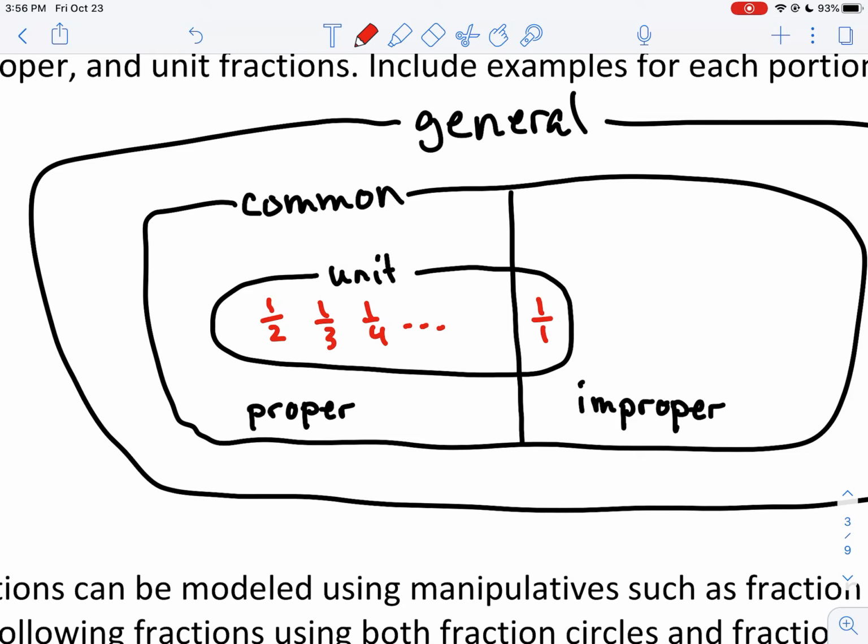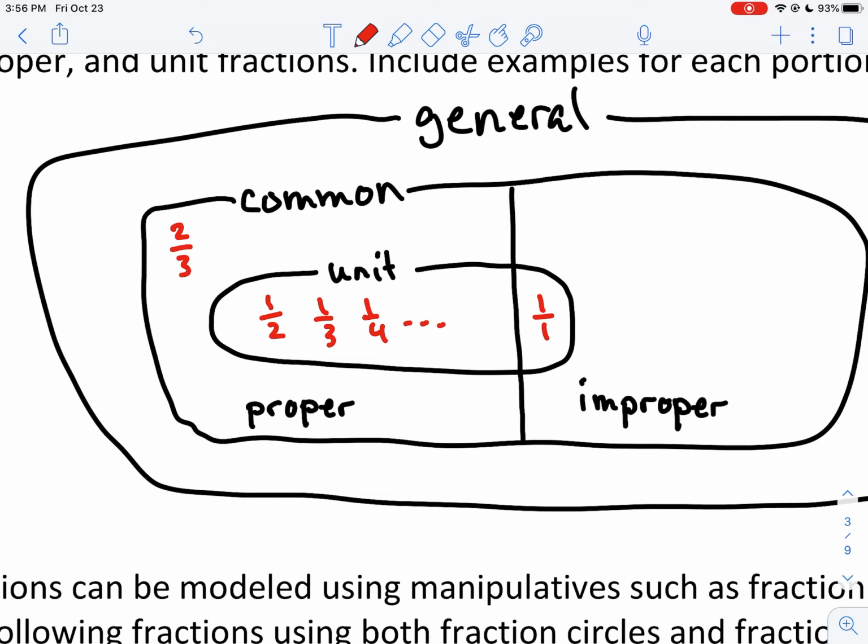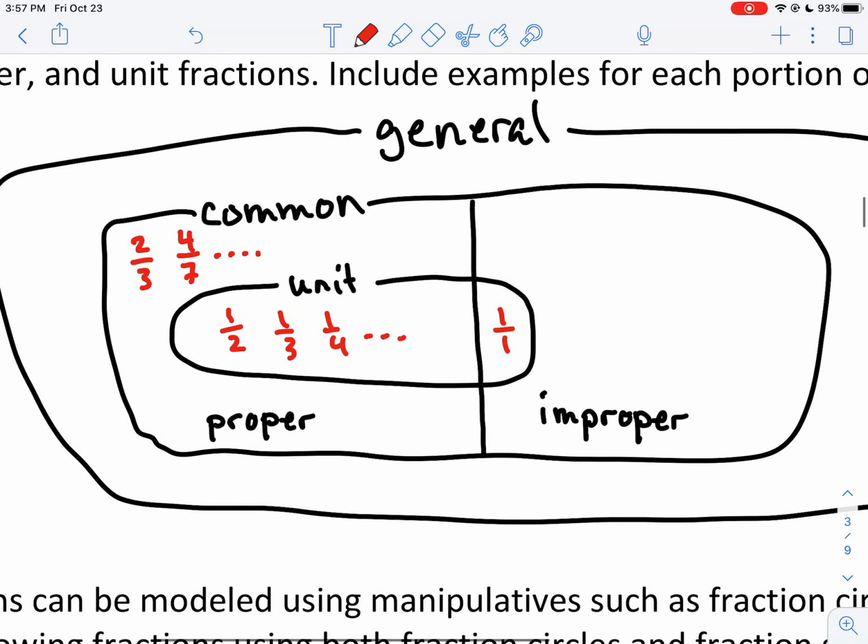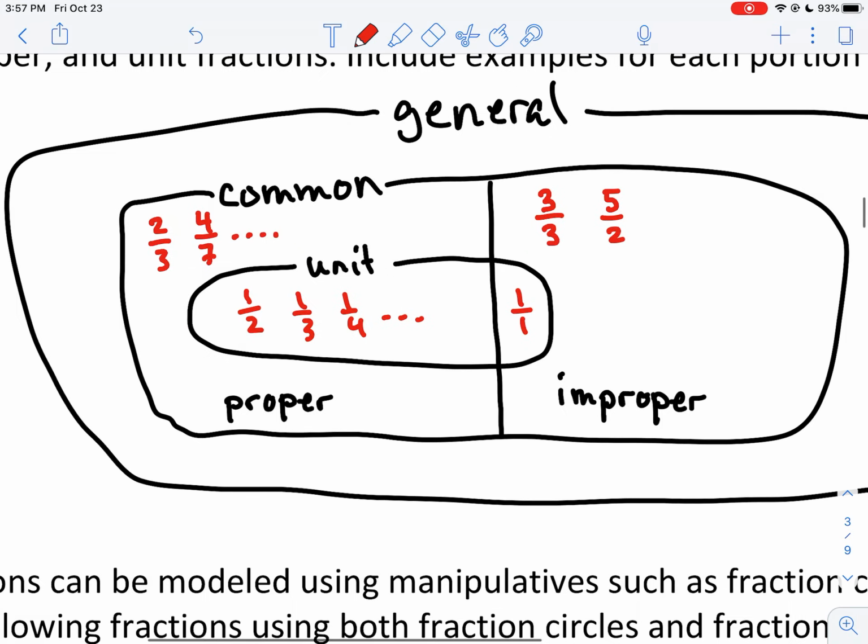Okay, so now I want to put an example of something that's not unit but proper. So this would be something like 2/3. Any fraction of two counting numbers you can make where the top is smaller than the bottom, where the numerator is smaller than the denominator, would be an example of something that would be proper, also common, but not unit. So, I don't know, 4/7 would be another one, etc. You could come up with infinitely many. Improper ones would be where the numerator matches the denominator, or the numerator is higher than the denominator, so, etc.